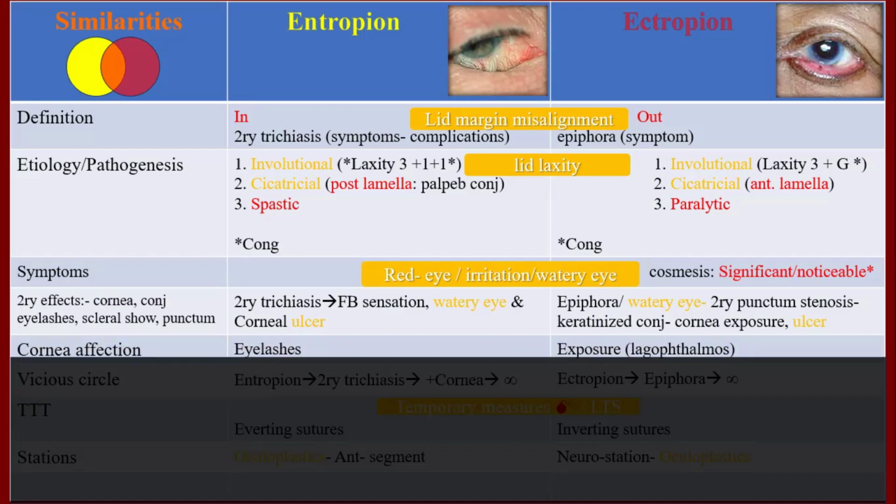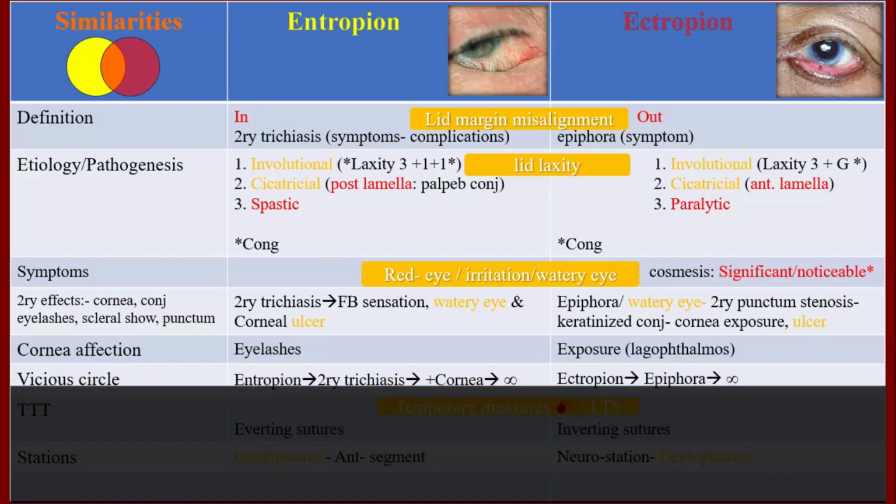Because we care very much about the cornea, I dedicated 1 point to cornea. So the corneal damage in entropion is mainly because of the eyelashes, because of secondary trichiasis. On the other side, it's exposure keratopathy we may expect in ectropion because of lagophthalmos.